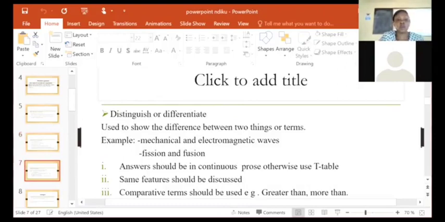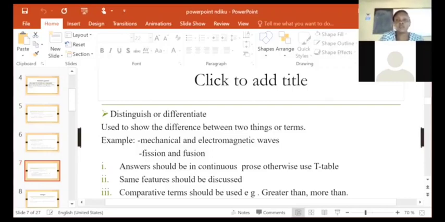We also have a case whereby we can be asked to distinguish or differentiate between two things. For example, we can be asked to distinguish between mechanical and electromagnetic waves, fission and fusion. If we are giving the explanation, it must be continuous. And when we are given two similar things and we are to differentiate them, we have to use a comparative term.